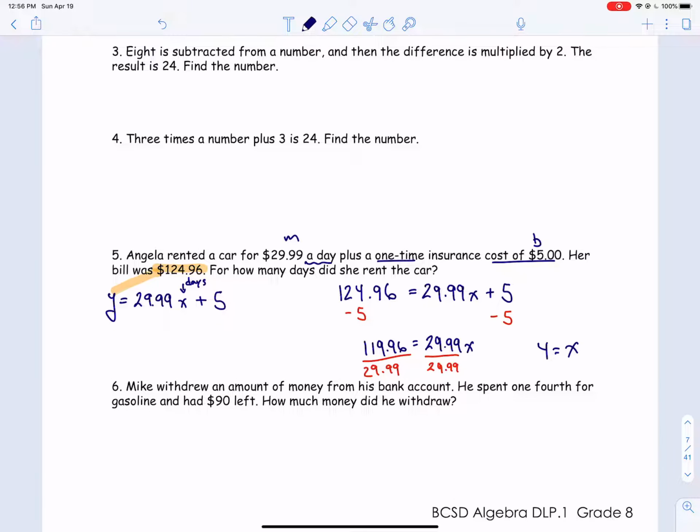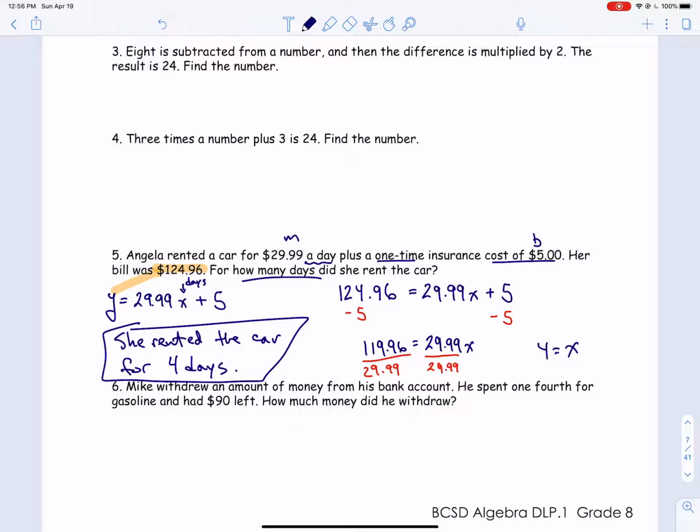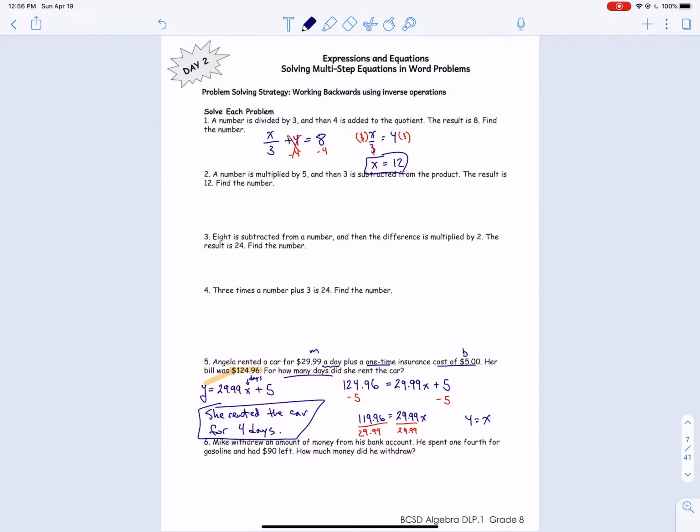Okay, so we're not done. Make sure we answer the question. For how many days did she rent the car? So then she rented the car for 4 days. So that's our actual answer. Not x equals 4, because they didn't even give us x. So that's something we came up with. So yeah, just make sure you're answering the question.